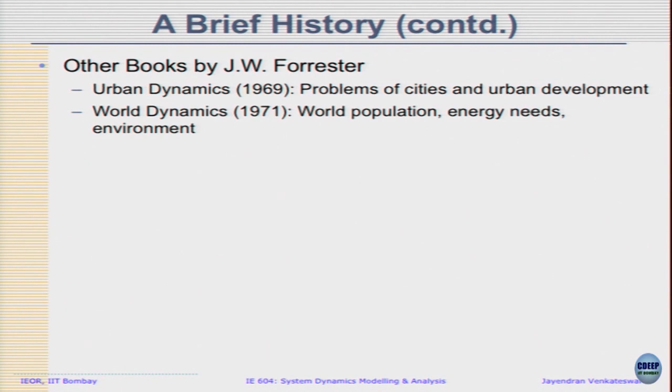The result was that in '69 he helped work on the book Urban Dynamics, where he looked at the problem of cities and urban development. There he was able to use the same system dynamics methodology to map and identify various variables as stocks and flows, with the underlying structure being differential equation concepts.